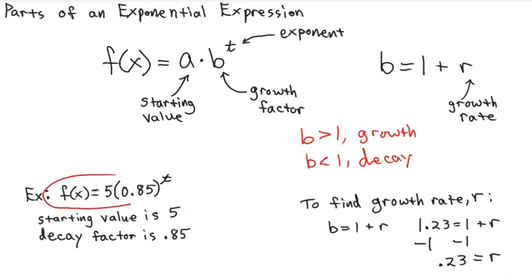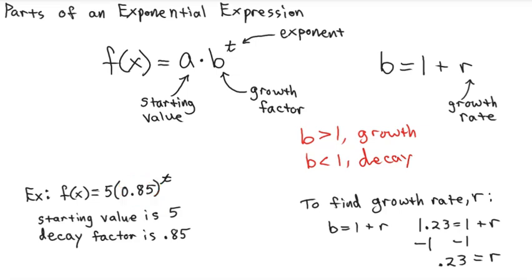All right, here's another example. We have f of x is equal to 5 times 0.85 to the power of t. So the exponent is t. Now notice that the base of the exponent is less than 1, and therefore this is a decay function. So what is the starting value? It's 5. What is the decay factor? We could say growth factor, but I'm saying decay so that we know the numbers are going to get smaller. The growth factor is 0.85, or we can call it the decay factor, which is 0.85.